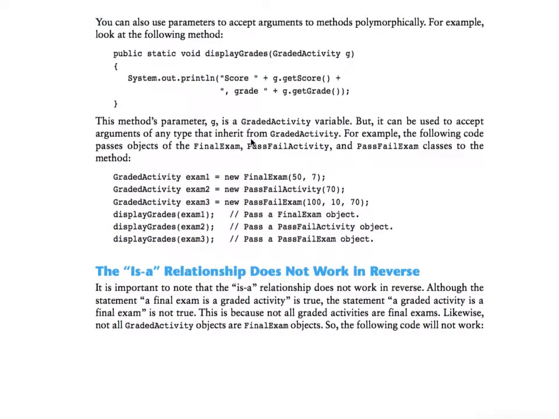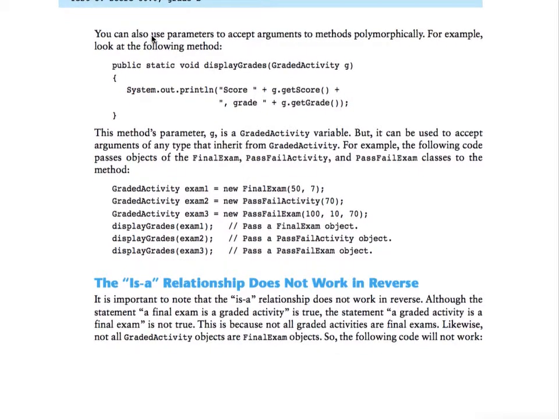G really will be exam 1, and it's pointing to a final exam object. But what that means is that G will only have the ability to use graded activity methods. So if you read up here, it says you can use parameters to accept arguments to methods polymorphically. So if we look at this method's parameter, G is a graded activity variable, but it can be used to accept arguments of any type that inherit from graded activity. For example, the following code passes objects of the final exam, pass-fail activity, and pass-fail exam classes to the method.